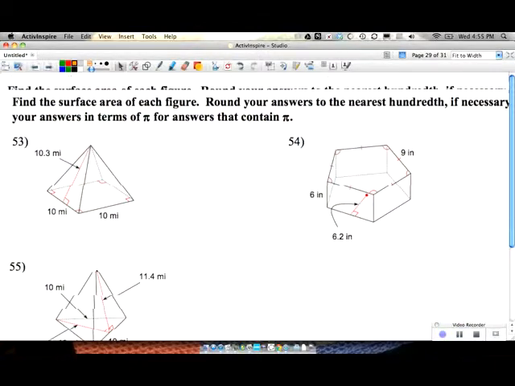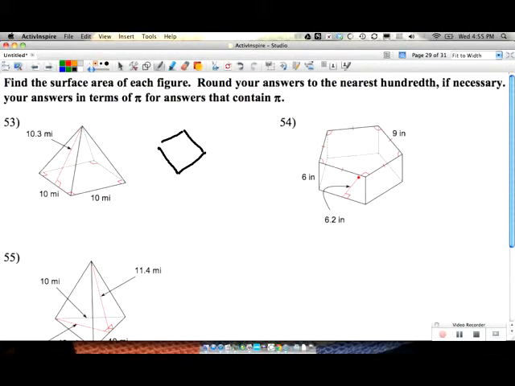And this net is a pyramid, so it's got the four triangles plus the base. Now those four triangles, that's not too hard to find. The area of each triangle is going to be half the base times the height, which in this case is going to be, each base is 10, and the height there is 10.3.